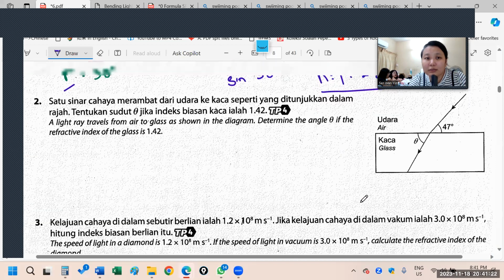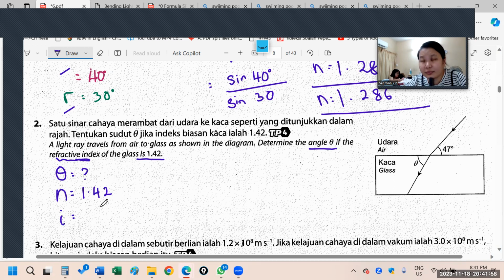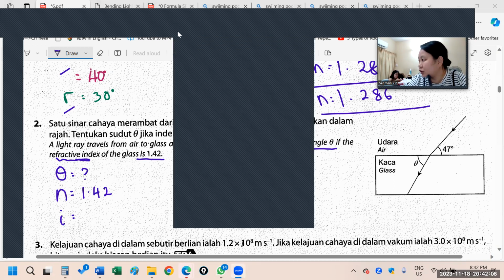Okay, so next. The light travels from air to glass. Determine the angle theta if the refractive index of the glass is 1.42. So what is the info? Theta equals question mark. n equals 1.42, refractive index is n. It looks like there is I. What do you think I is? I is 43.